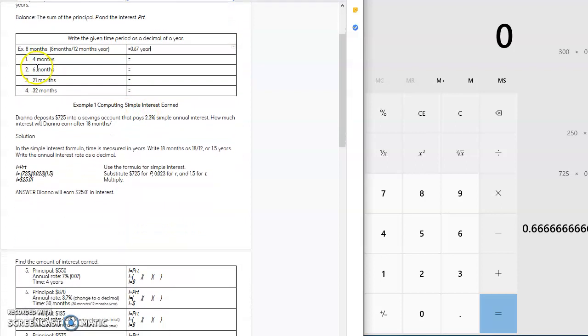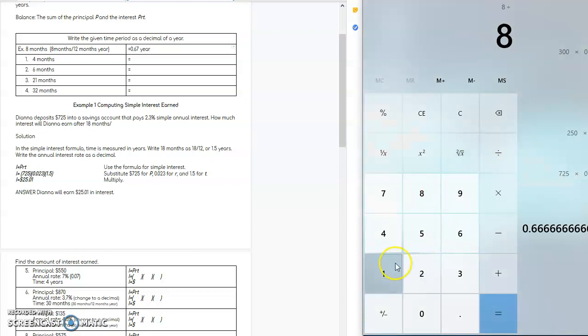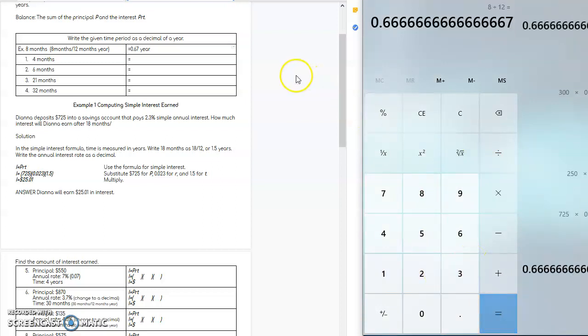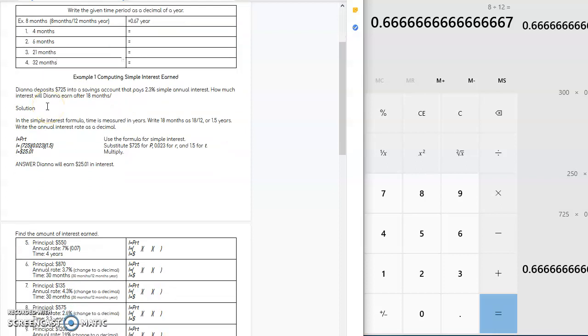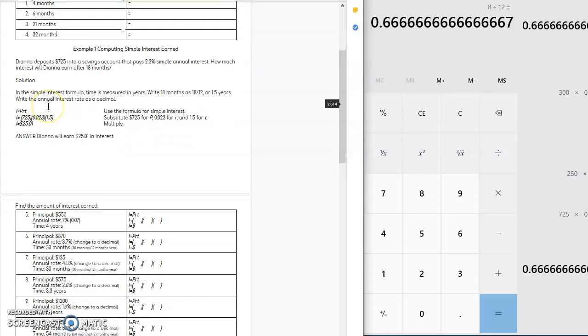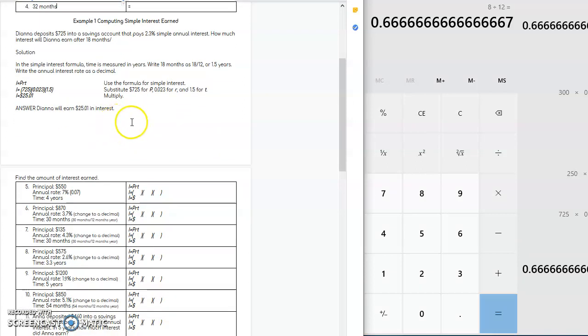So let's use this example here. If they give us 8 months, we know we have to divide that by 12. So I'm going to do that over here on the side of my calculator. 8 divided by 12 is going to give me a fraction of the year, 0.6 repeating. So I rounded that up to 0.67, however you'd like to do that if you get a repeating number. So go ahead and calculate 4 months, 6 months, 21 months, and 32 months, simply just dividing by 12. That way, if we come across an example that is monthly, we know to divide by 12 before we continue on.